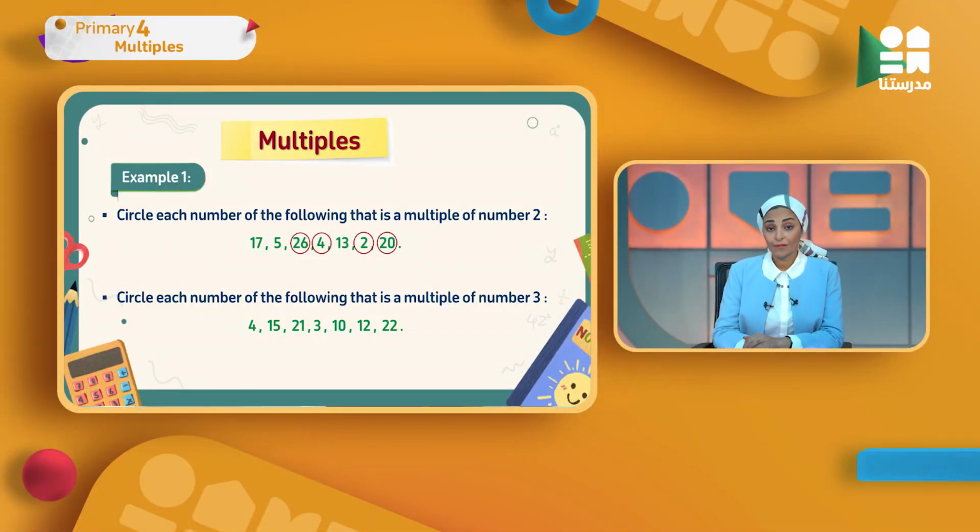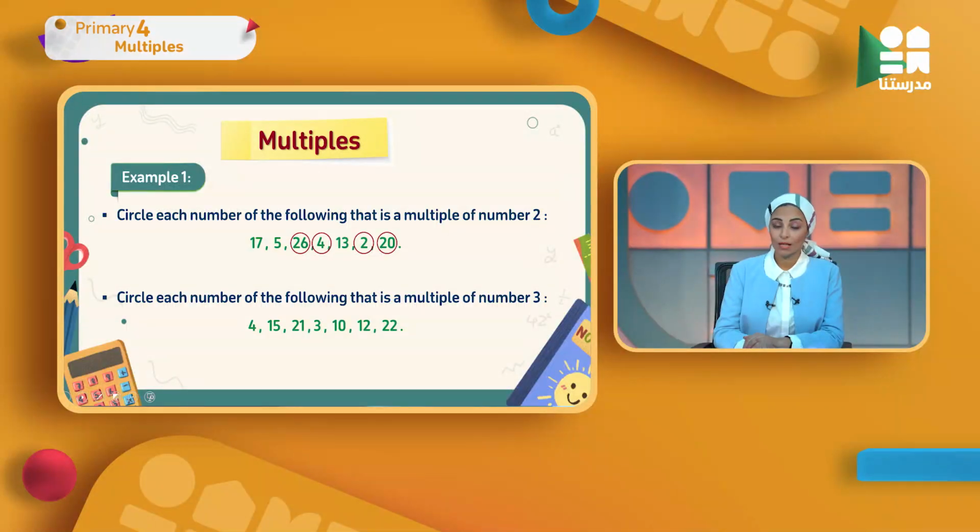Then, number 15. Is it a multiple of 3? Yes, it is a multiple of 3. Why? Because 15 equals 3 times 5. Then 15 is a multiple of 3 and also a multiple of 5. What about 21? 21 is a multiple of 3. Why? Because 21 equals 3 times 7. Then 21 is a multiple of 3 and also a multiple of 7. And of course, 3 is a multiple of 3.